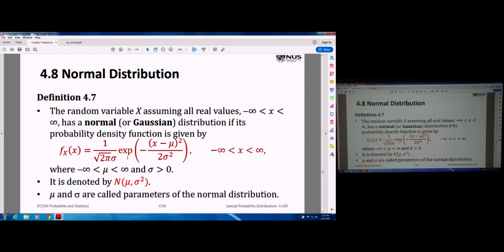We use this notation N(mu, sigma squared), where mu is the mean and sigma squared is the variance, which are the parameters. So the mean is a real number between minus infinity and infinity, i.e. it has the same support as the associated random variable, and sigma squared, of course, is positive. Sigma is taken to be strictly positive as well. We don't talk about, in this course, Gaussian distributions with 0 variance.